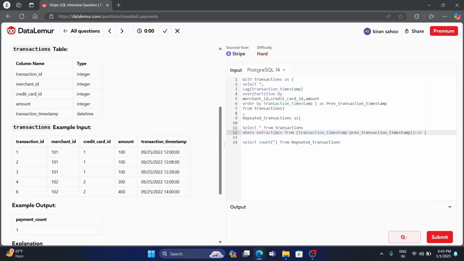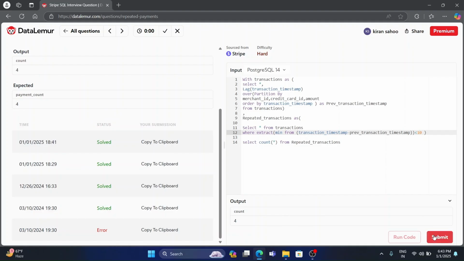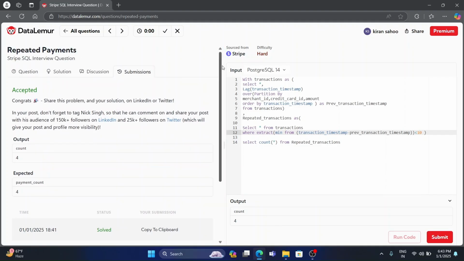Now I'm going to run this code. So our count is 4. Let me submit this. After submitting, it's showing accepted. That means our answer is correct.